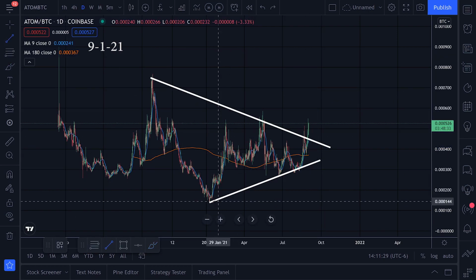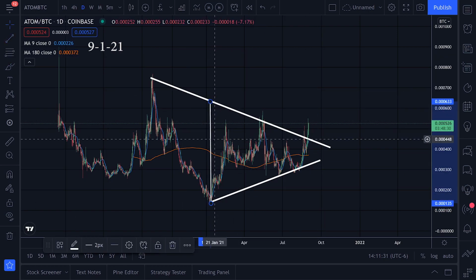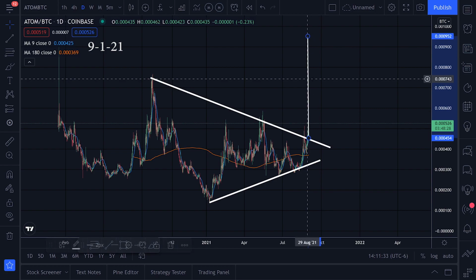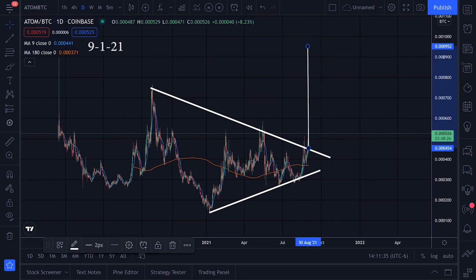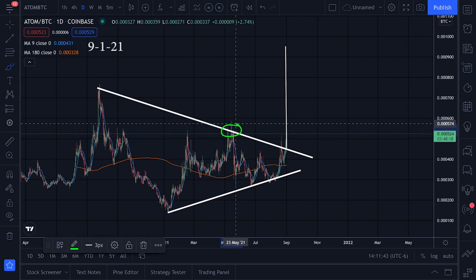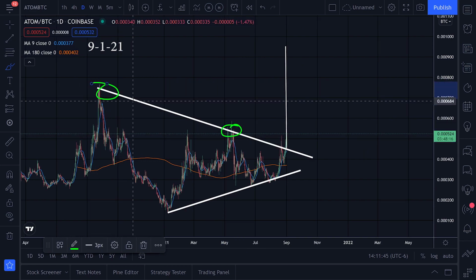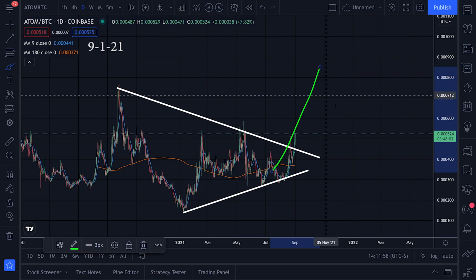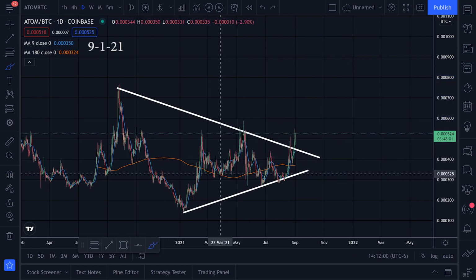If we drag from the top to the bottom of this pattern right there, if we could keep this momentum going to the upside, we're looking at a target of approximately 0.000952 satoshis, somewhere around there. In general, I'll be watching this previous resistance right there and this previous resistance right there. Like I said, if this chart can keep moving up, that's going to be a bullish signal for Atom, especially compared to Bitcoin.